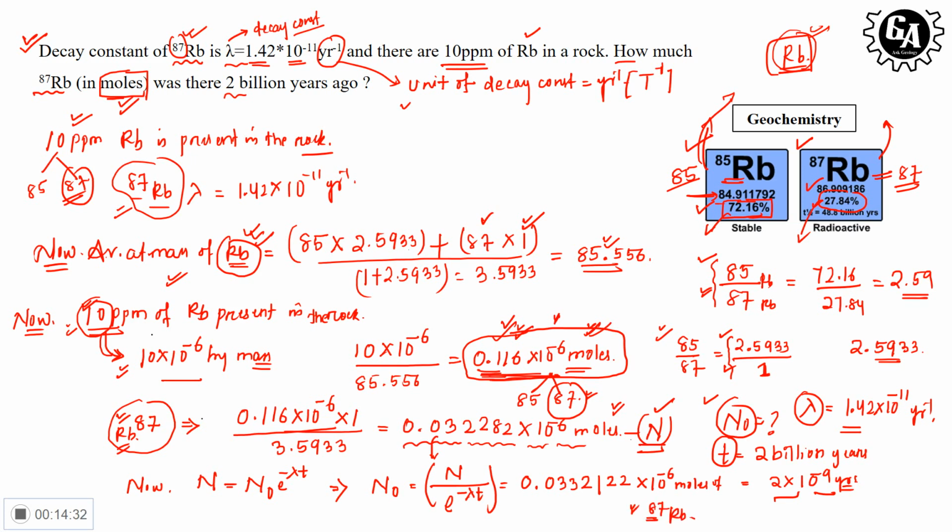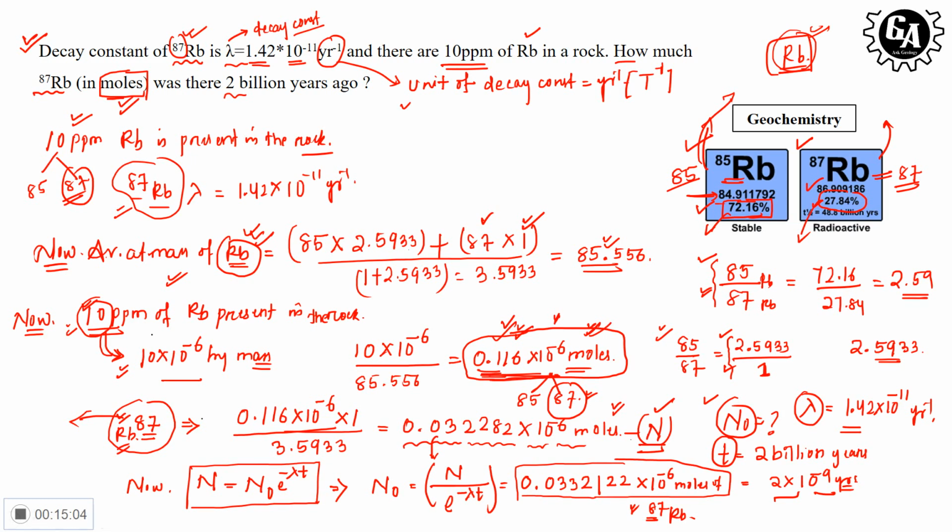If the question is asking only for 85 rubidium, then we have to calculate the mole proportion of 85, and we will put this formula for 85 also. But in this question it is asking only 87. That's why this is actually the answer: 0.0332122 into 10 to the power minus 6 moles of 87 rubidium.